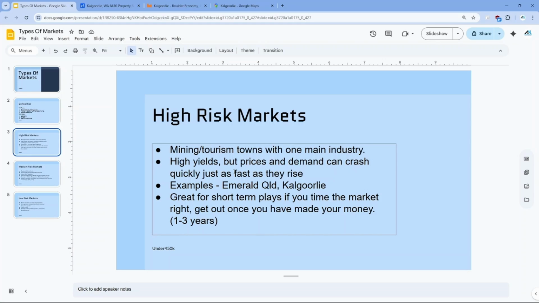Even though the data looks very strong, the market cycles usually last between 1 to 3 years. You will go through a steep uptrend, but once you've made your money, you should be selling and getting out. You don't want to hold an asset there for 15 years plus because you just don't know how well the economy will hold.